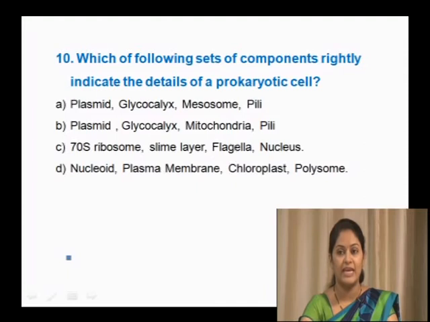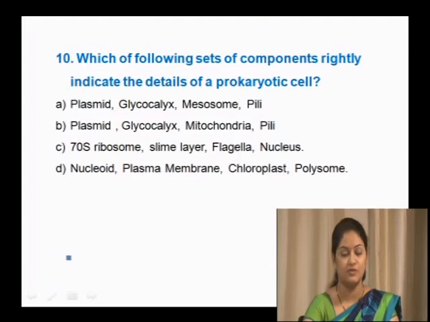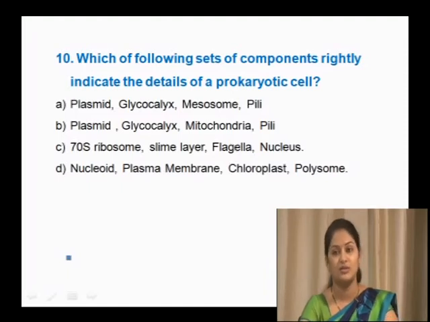So option A is the right one because all the four components are the parts of prokaryotic cell. In option B, mitochondria is not the right option. In C, because of nucleus, you cannot include this option. And in D, because of chloroplast, this is not the right combination. So for 10th question, answer is A.